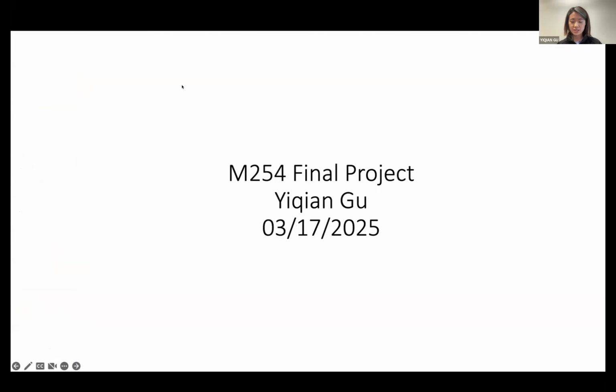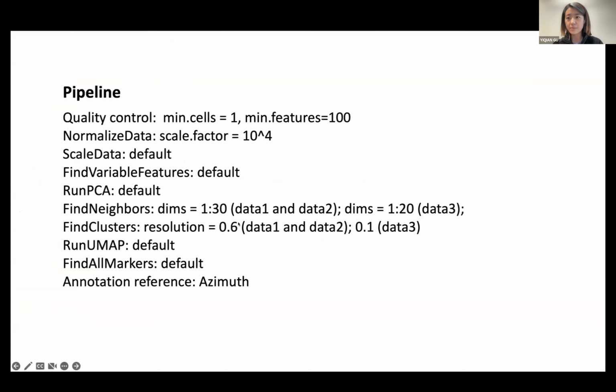Hi everyone, my name is Yi Chen. This is my pipeline. I use a very similar pipeline for all 3 data sets, and I change a few parameters. For quality control, I use min cells equals 1 and min features equals 100, and 10,000 for the scale factor. For scale data, find variable features and PCA, I use the default parameters.